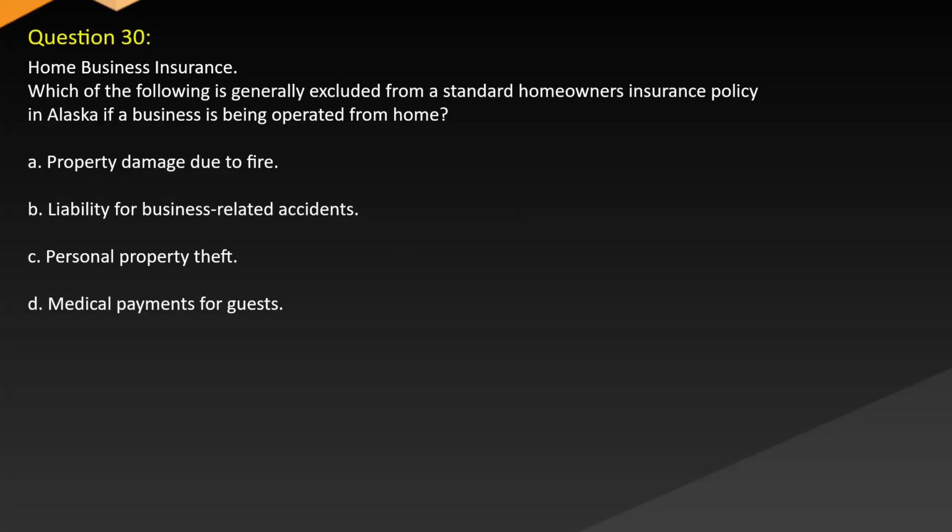Question 30. Home business insurance. Which of the following is generally excluded from a standard homeowners insurance policy in Alaska for businesses being operated from home? A. Property damage due to fire. B. Liability for business-related accidents. C. Personal property theft. D. Medical payments for guests.